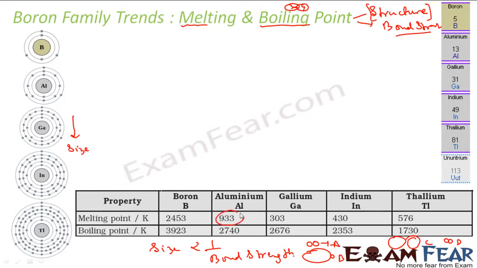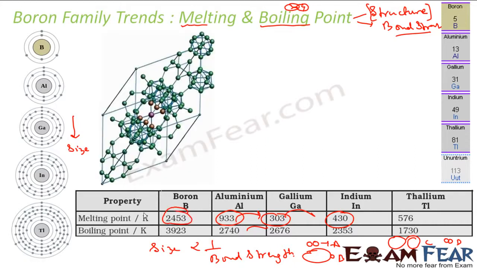So if you see, the trend is pretty obvious, right? It generally decreases. But there are some differences in the trend. The trend is not very clear. Why? Because it also depends on the structure. So if you see now, boron has a pretty high boiling and melting point. Why? Because of the structure. You see, the boron structure is something like this, right? Since the boron structure is something like this, it has a high melting and boiling point. This structure is called the icosahedral structure, and because of this, the melting and boiling point of boron is very high.